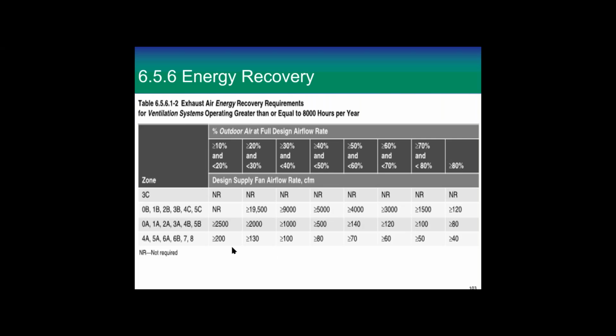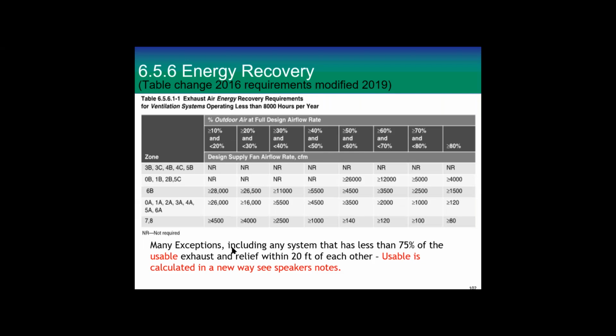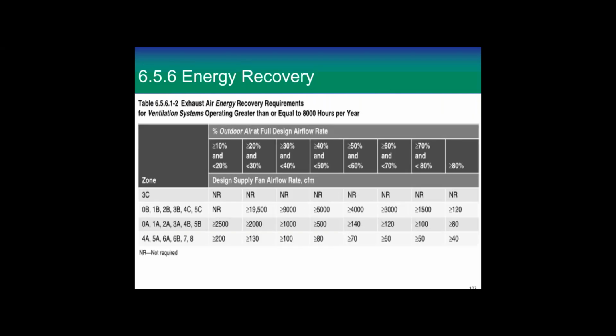In 2A it was 16,000. Now in 2A it's down to 2,000 for 20 to 30%. So you can see if you've got 8,001 hours, you just made a big move.